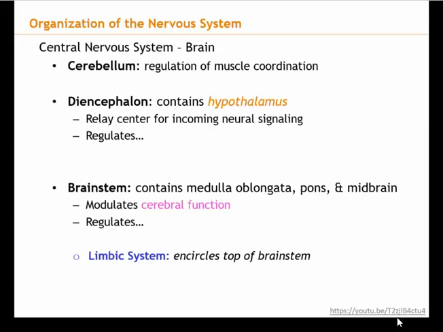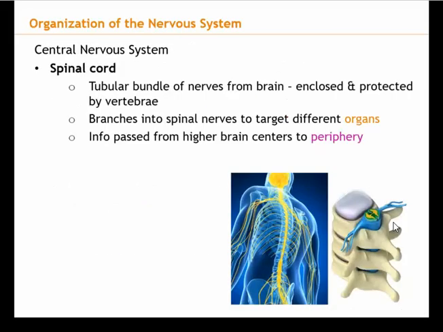If you're interested, you can watch this 2-minute neuroscience video here at the bottom. It goes over the brainstem. But let's move on to the spinal cord.